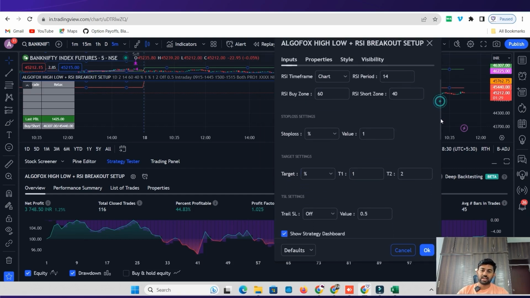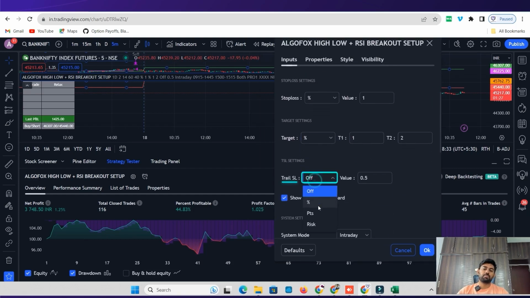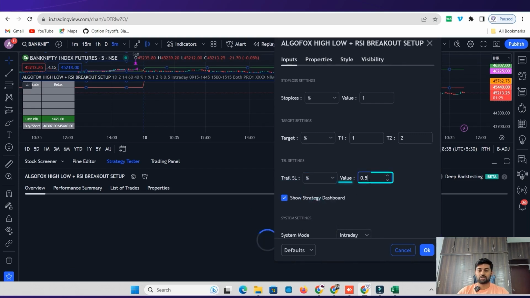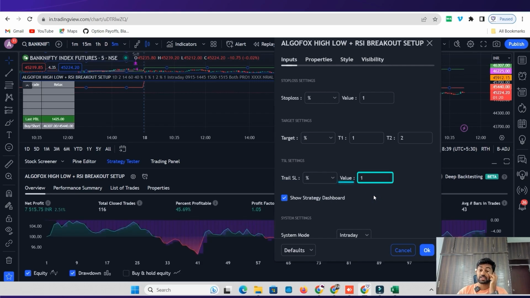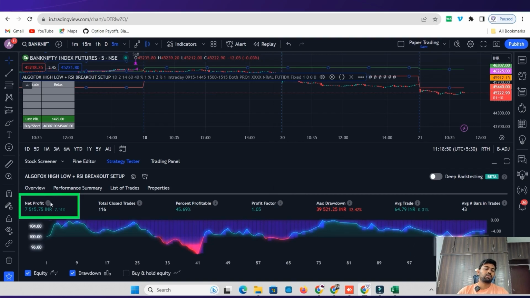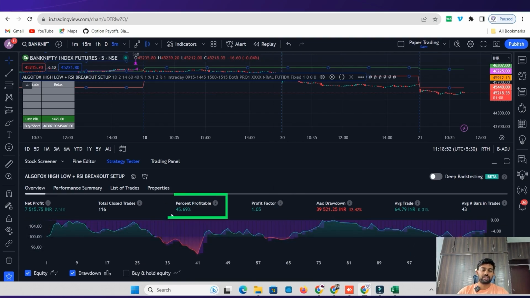And let's scroll down a little bit. In the trailing stop loss, let me trail the stop loss also in terms of percentage as 1%. So for every 1% the stock moves up, we will trail it by 1%. So after adding stop loss, target and trailing stop loss, our results have slightly improved. The profit is now 2.51%, profitability is 44.69%, and the risk reward is 1:1.05.